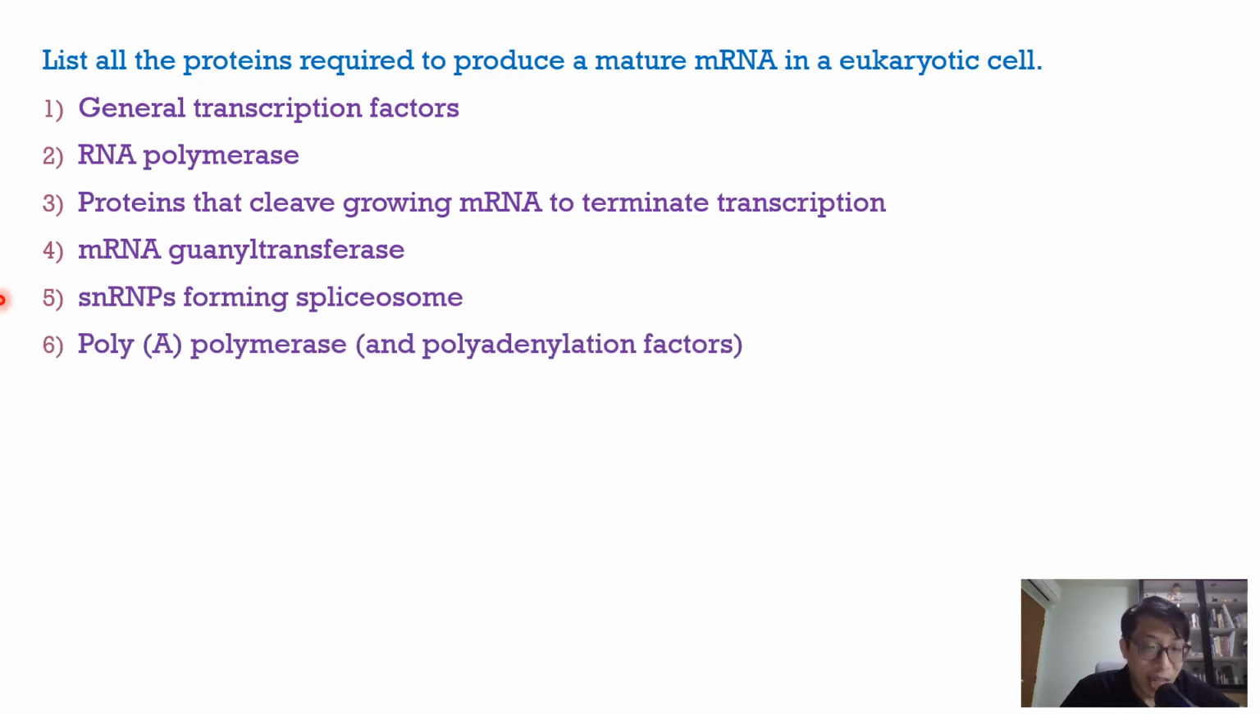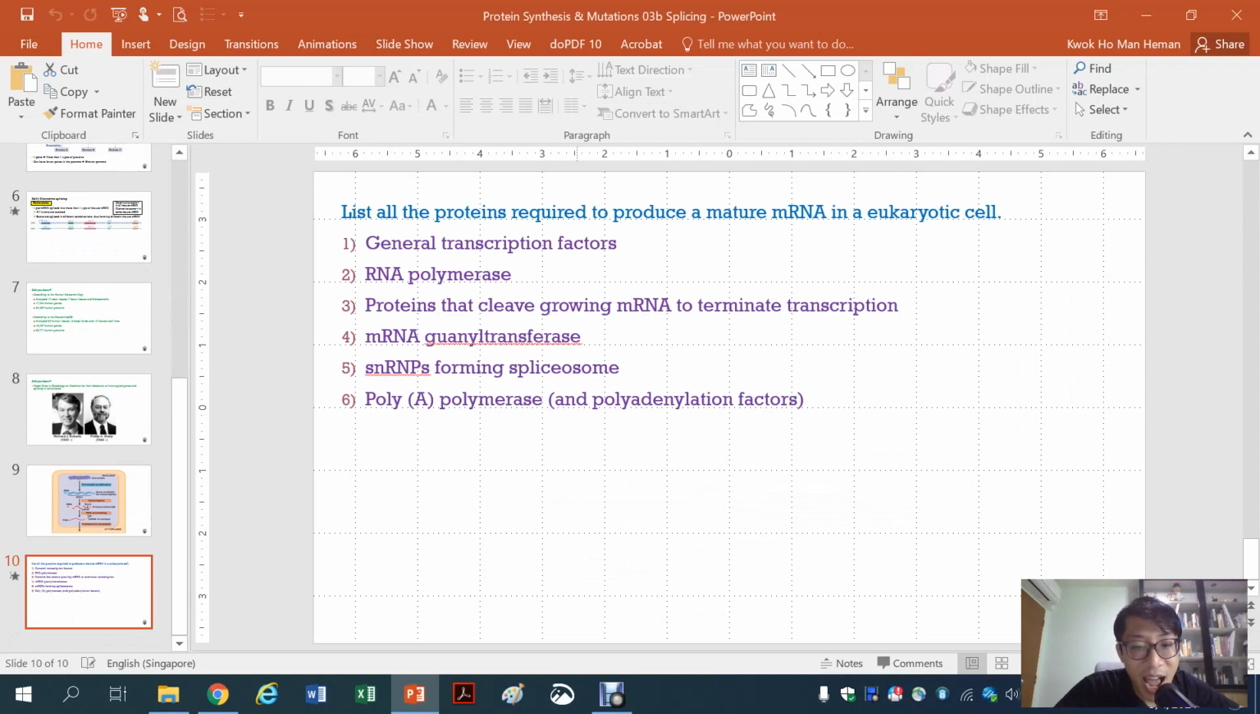The presence of the polyadenylation signal at the end of the mRNA would recruit the polyadenylation factors, which then recruit the poly-A polymerase for 3' polyadenylation. So these are the different proteins needed to form a mature mRNA.